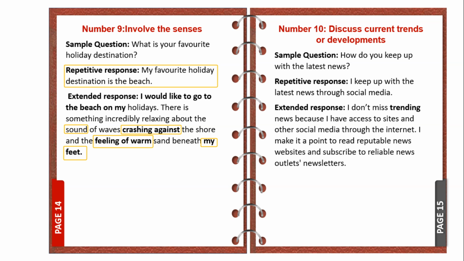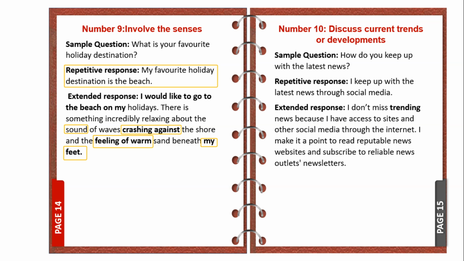Now let's go to the last one, which will be our 10th method, or our 10th way of expressing ourselves. And the last one will be to discuss current trend or development. So you can be asked the question, and when you are asked, you can use what is currently going on, things that are happening now. Okay, so if you're updated, you can use things that are happening now.